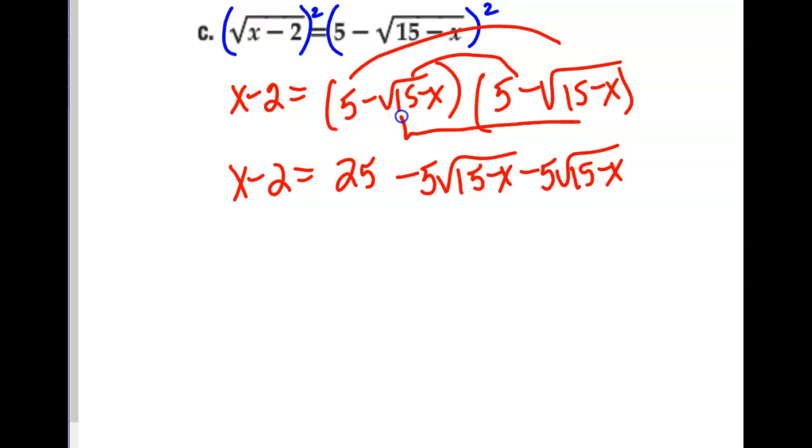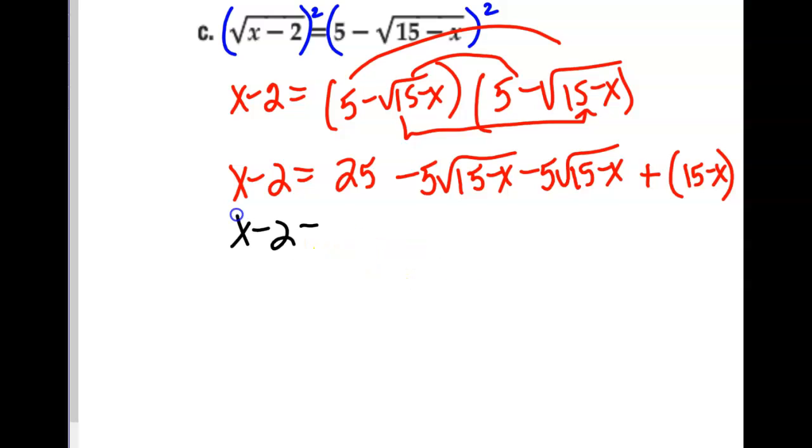And what about this last term times this last term? Well, it's minus times minus, which would be plus, and the square root of 15 minus x times the square root of 15 minus x is just going to be 15 minus x. We don't really need those parentheses, but that's where it came from. All right, we have a hot mess.